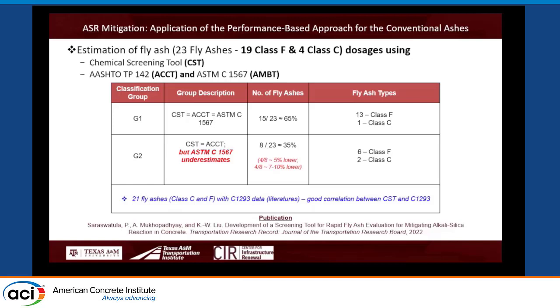The remaining 8 need ACCT testing, but within those 8 I am recommending only 4, because the difference between 1567 and ACCT, CST is actually below 5%. But for these 4, there is a 7 to 10% difference between 1567 and the chemical screening tool. So those 4, you need to do ACCT testing. That's the management.